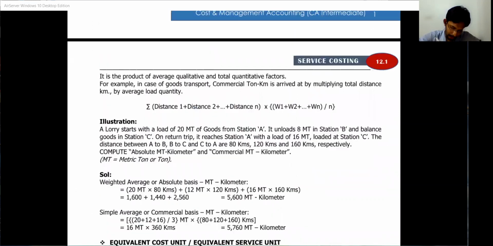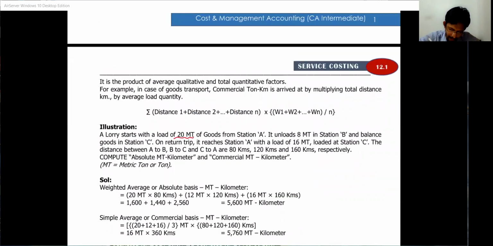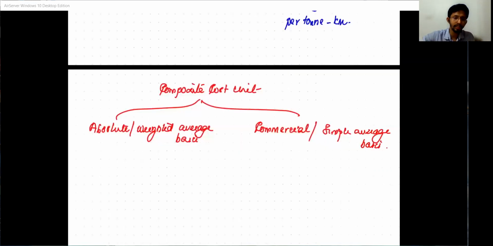A lorry starts with a load of 20 metric ton of goods from station A. It unloads 8 metric ton in station B and the balance goods in station C. On the return trip, it reaches station A with a load of 16 metric ton loaded at station C. The distances between A to B, B to C, and C to A are 80 kilometer, 120 kilometer, and 160 kilometer respectively. Compute absolute metric ton kilometer and commercial metric ton kilometer. So we will just see what is given here.